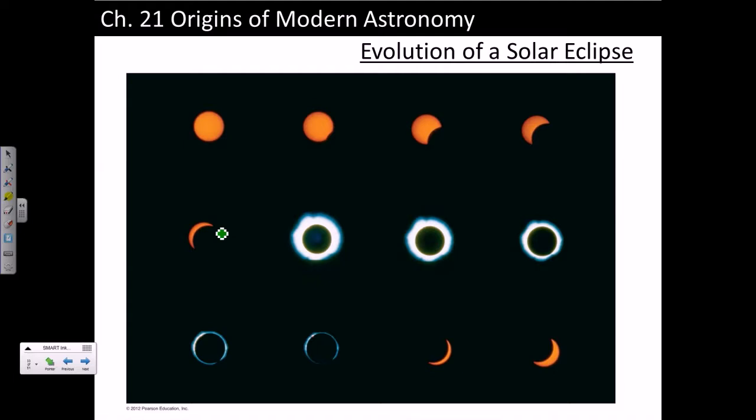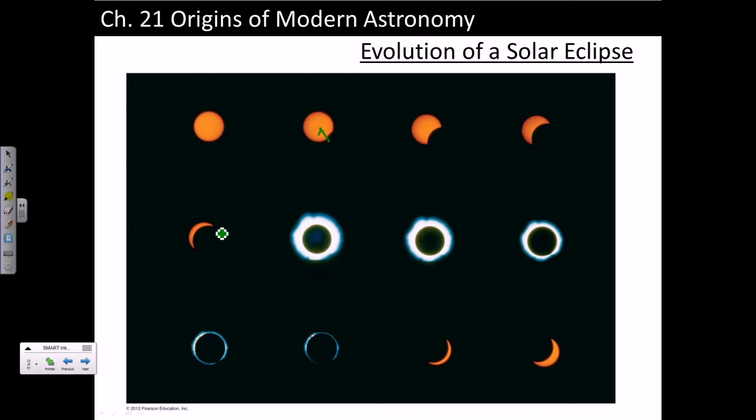So here are the different phases. And by the way, never look at the eclipse through anything unprotected. Sunglasses are not acceptable. You need a very, very dark protective film over a telescope, over a camera, and over your glasses. Anyway, that's my brief safety warning.